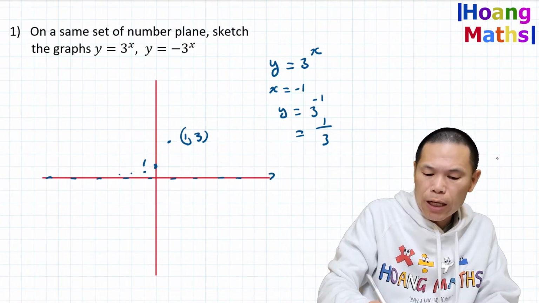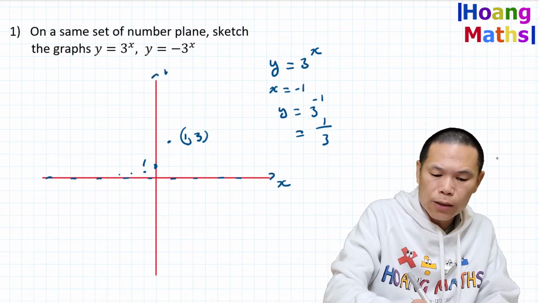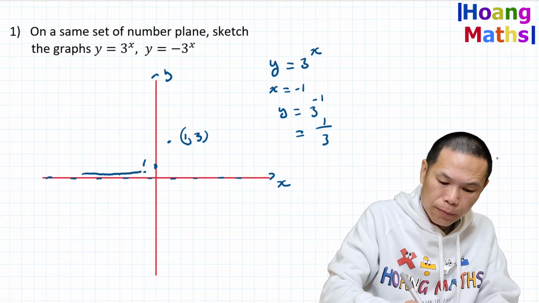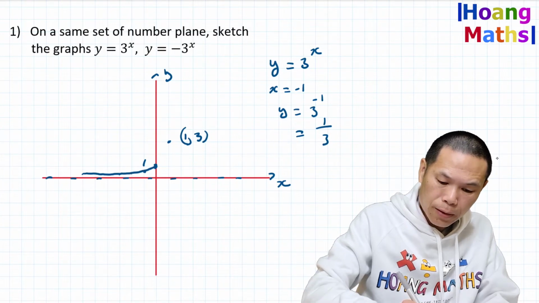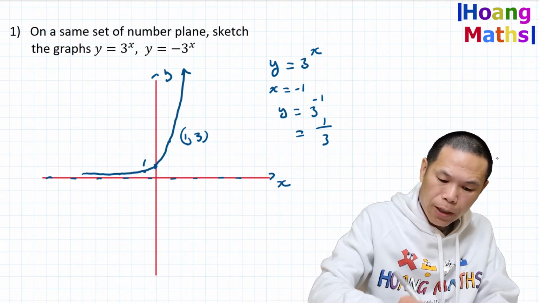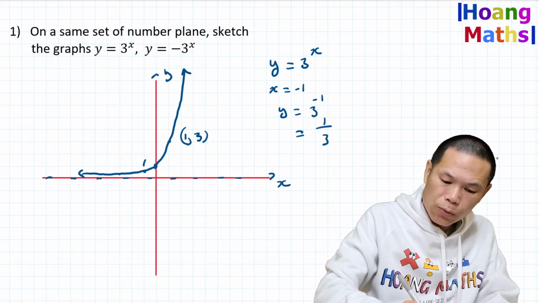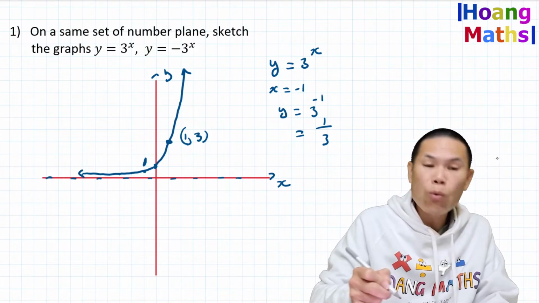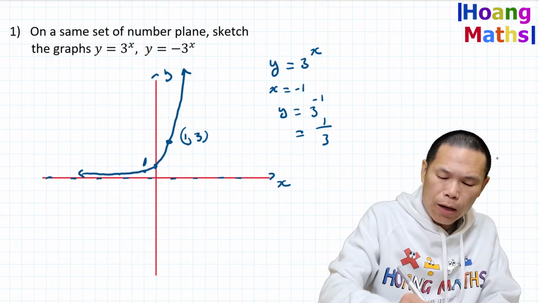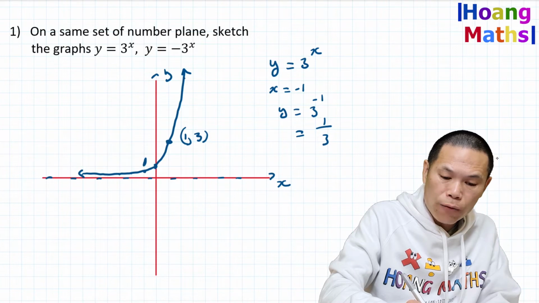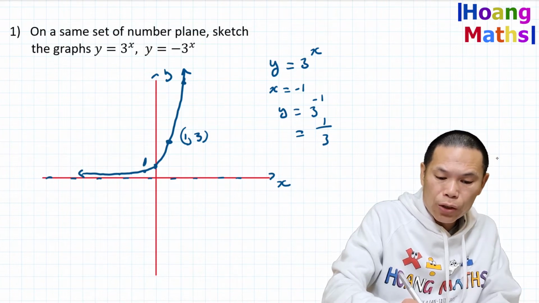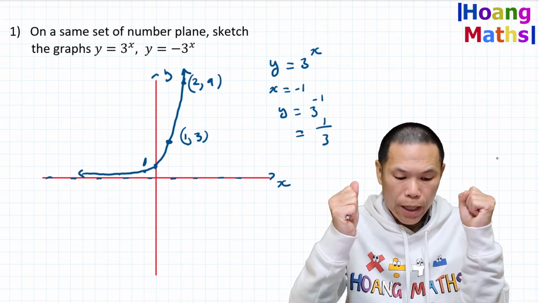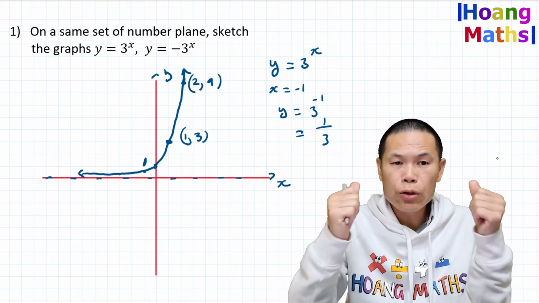Okay, let me label this x-axis, this is y, and we know that the graph will be like this. There you go. So this is 1 here, this point here is 3, and this point here is 1, 3, and you can locate another point, for example 2, 9, if you like, just roughly. So 2, 9. There you go. This is y is equal to 3 to the power of x.